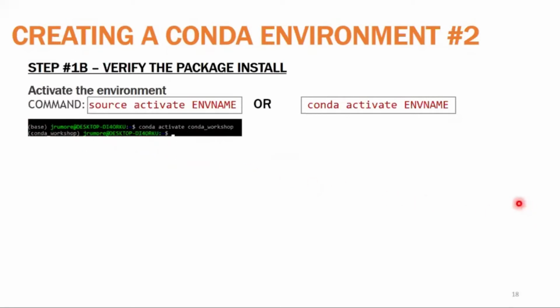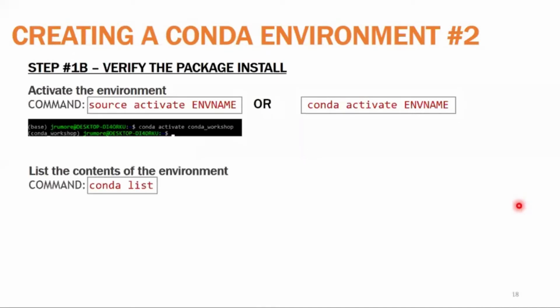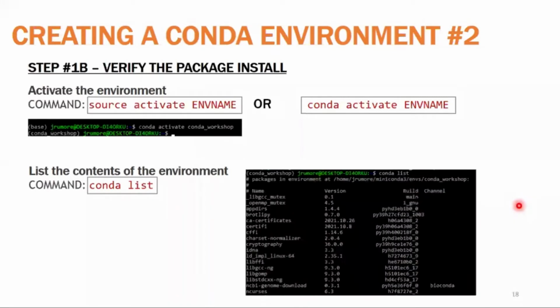Now, to ensure the NCBI genome download package has been installed, we can list the contents of the environment using the conda list command. In the example, I'm listing the contents of my Conda Workshop environment, and I can see that the NCBI genome download package version 0.3.1 from the BioConda channel has been successfully installed.